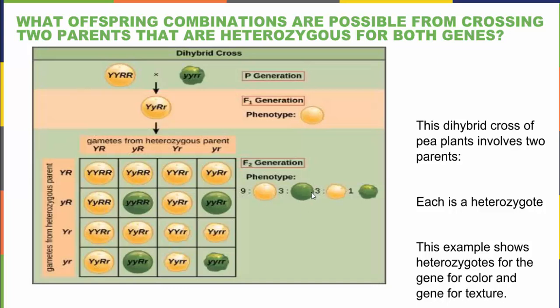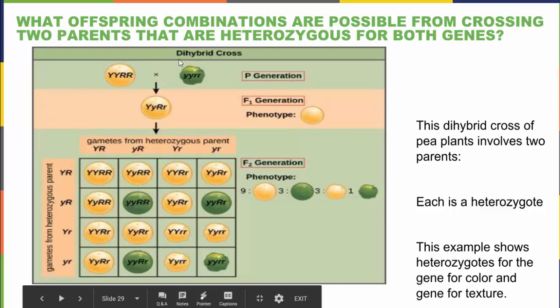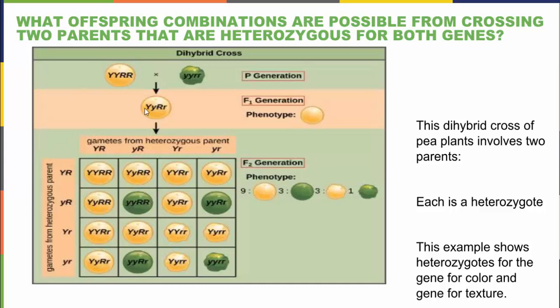So this is called a dihybrid cross. It's written up here, dihybrid cross. Di because we're looking at two genes, and hybrid because they're heterozygotes for each of them. So they're a hybrid for the Y gene, they're a heterozygote for the Y gene, they're also a hybrid for this R gene, and di because we're looking at two genes together, and they're a heterozygote at both positions. So that's why it's called a dihybrid cross.